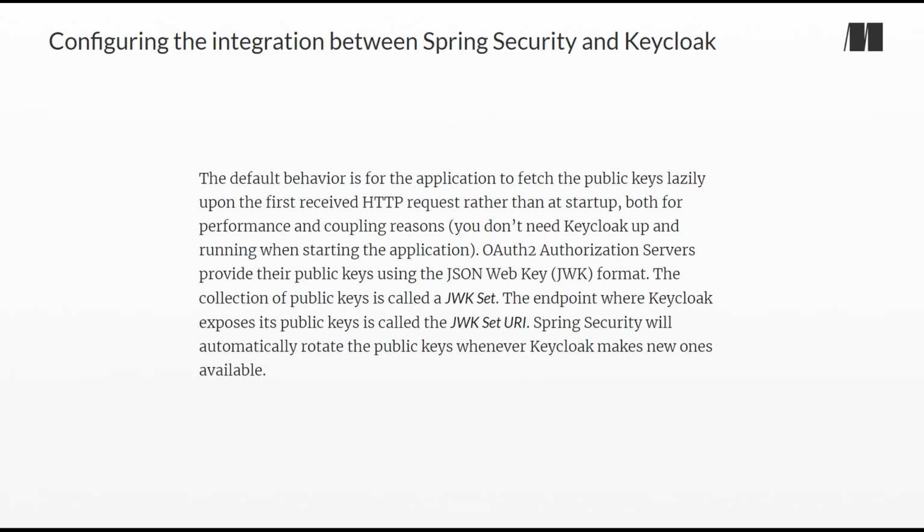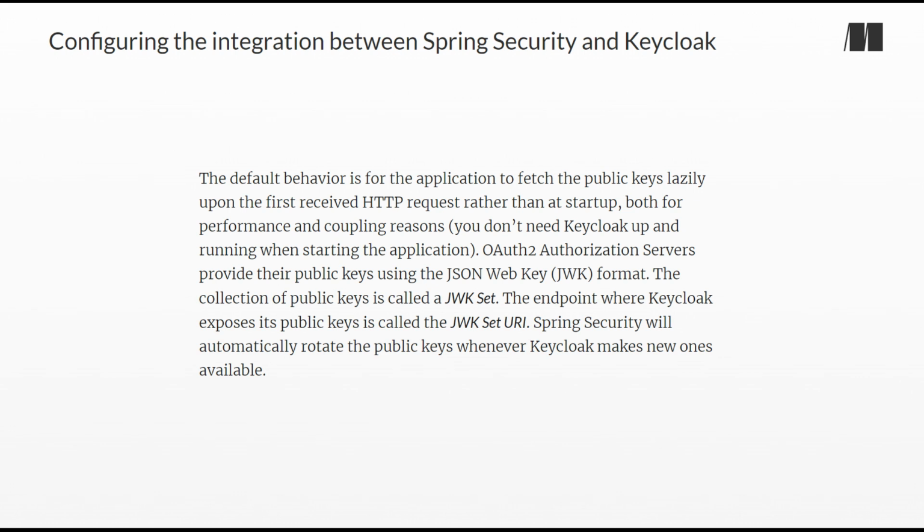The default behavior is for the application to fetch the public keys lazily upon the first received HTTP request, rather than at startup, both for performance and coupling reasons. You don't need Keycloak up and running when starting the application. OAuth2 authorization servers provide their public keys using the JSON Web Key, JWK, format. The collection of public keys is called a JWK set. The endpoint where Keycloak exposes its public keys is called the JWK set URI.